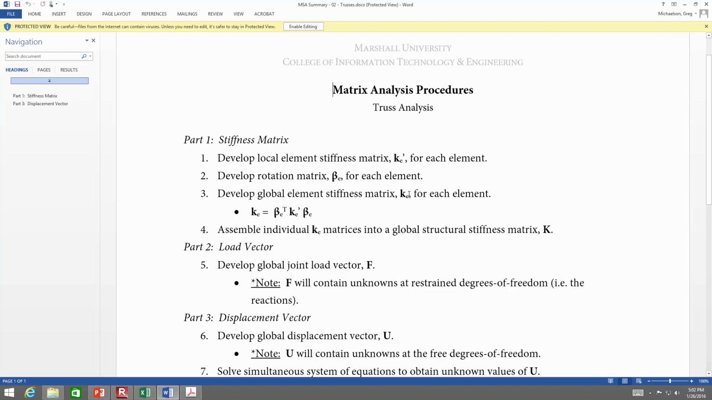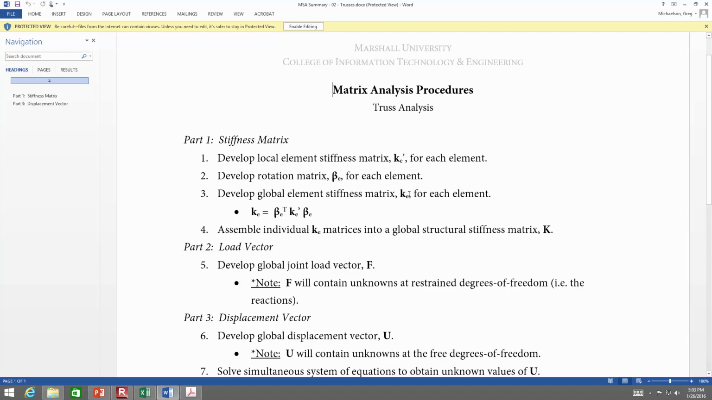Okay, so I want to really emphasize to you all that what is on this sheet is really no different in any significant way from the bar analysis procedure. It's really not that much different. The only difference is the introduction of this beta matrix and the fact that we have to rotate a system from a local coordinate system to a global coordinate system. So let's walk through this, okay?